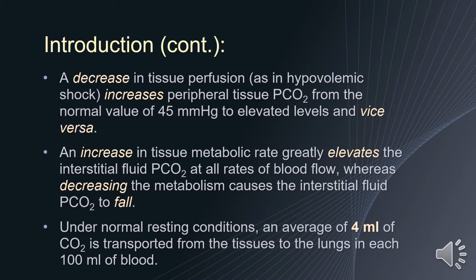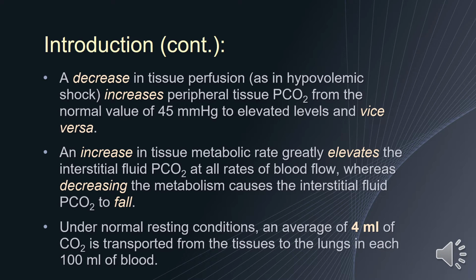The other factor that affects the partial pressure of carbon dioxide is the level of cellular metabolism. An increase in tissue metabolic rate greatly elevates the interstitial fluid partial pressure of carbon dioxide at all rates of blood flow, whereas decreasing the metabolism causes the interstitial fluid partial pressure of carbon dioxide to fall. An example of that is what happens during exercise.